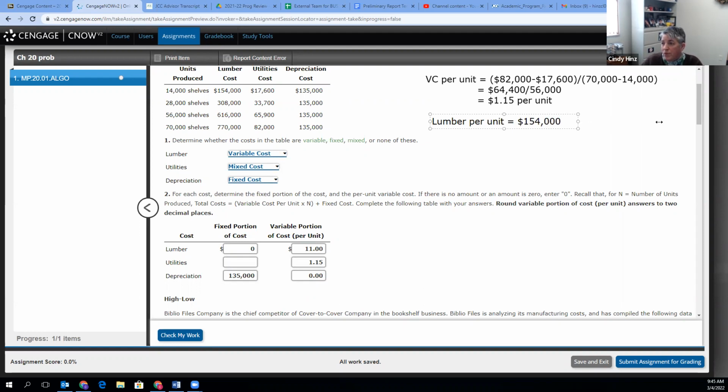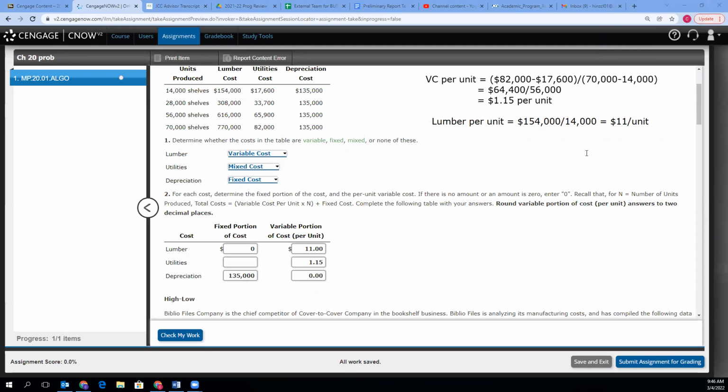So I started with the $154,000 that it cost us to make 14,000 shelves. And that's the $11 per shelf. Yeah, got it. Thanks. Let's just label this now. This is utilities.